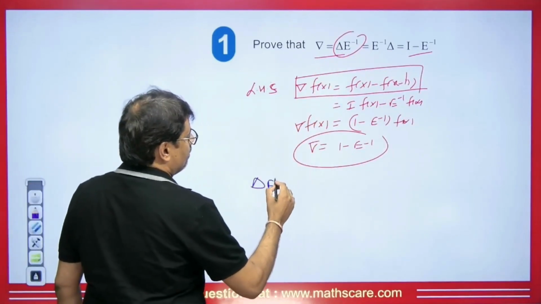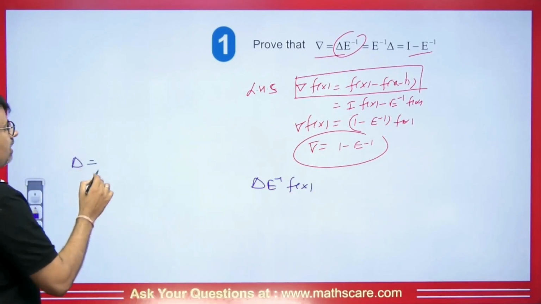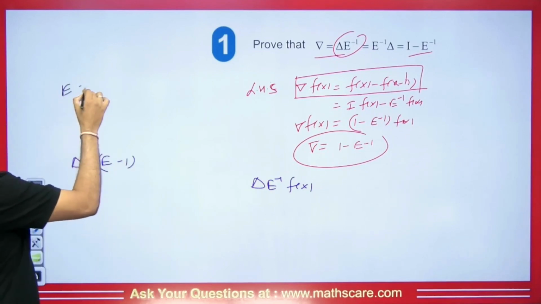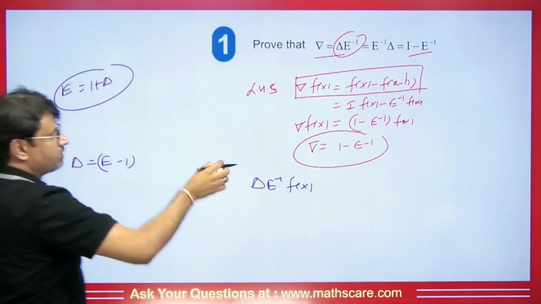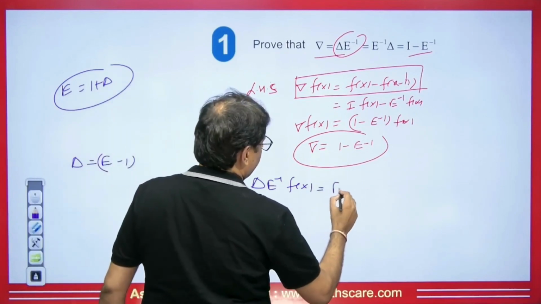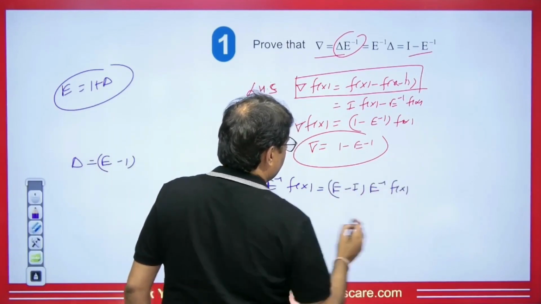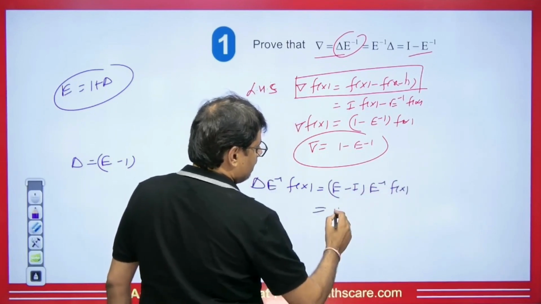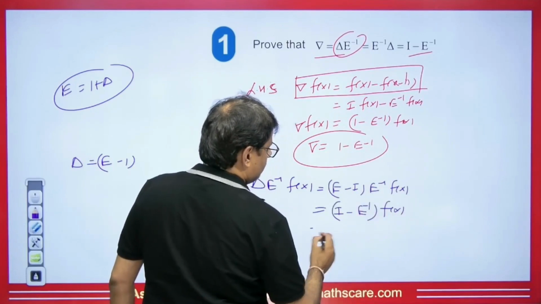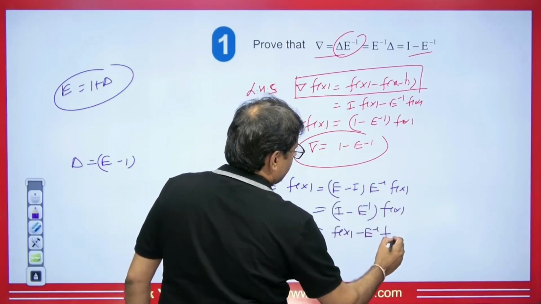Here we will take del E inverse f(x). But I want to tell you the meaning of del that we have is E minus 1. You need to pay attention here because we know that E is equal to 1 plus del. Clear? So we will use this relation here. Students, wherever there is del, we will write E minus 1, so it is (E − 1) E inverse f(x), right? When this goes inside E inverse, E will become 1 and this will be E inverse f(x). Students, if we multiply this f(x) inside, then it will be f(x) minus E inverse of f(x), right?